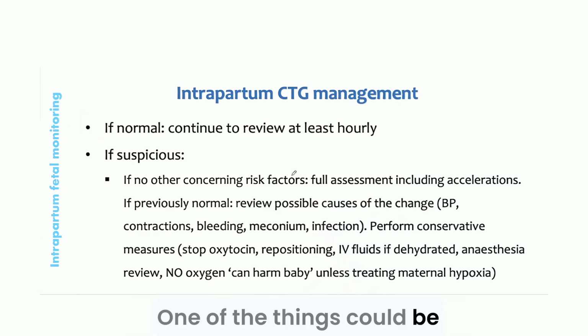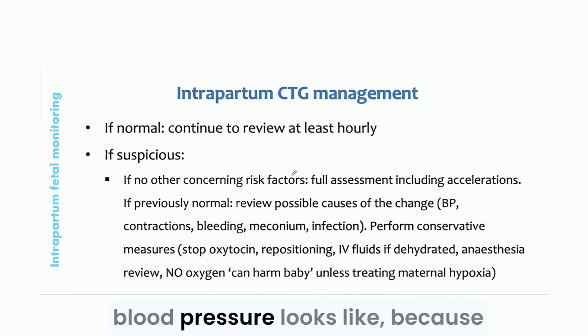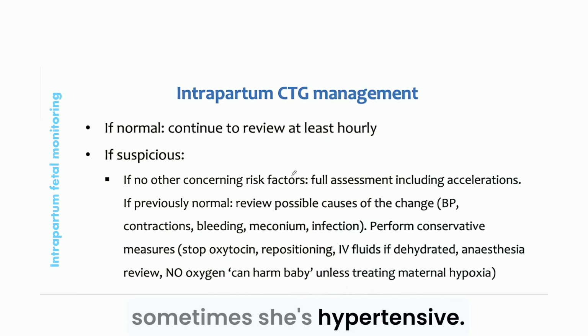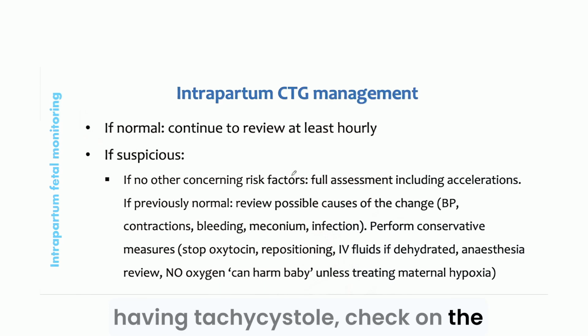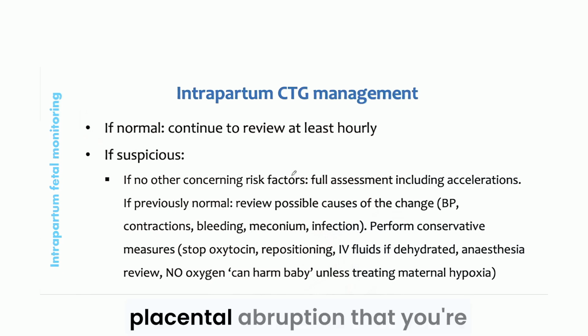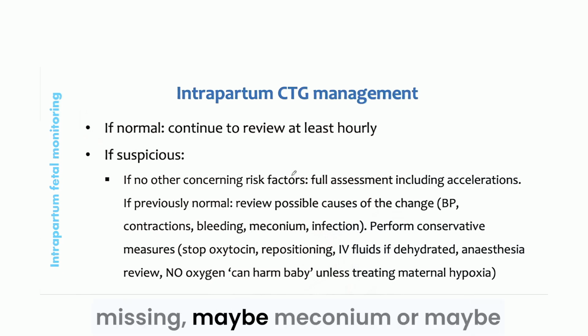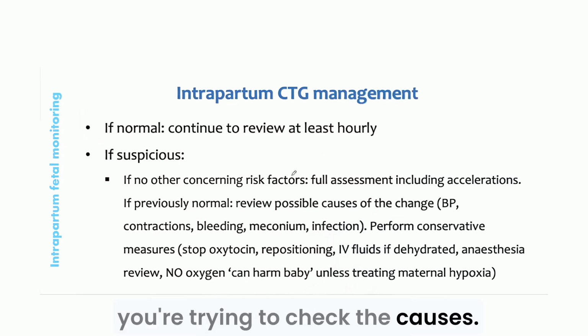One of the things could be the blood pressure changes. So you always check on how her blood pressure looks like, because sometimes she's hypotensive. Check on the contractions. Maybe she's over-contracting, she's having tachysystole. Check on the bleeding. Maybe she starts bleeding and there is some placental abruption that you're missing. Maybe meconium, or maybe any signs of infection. So in this situation, when we have a suspicious CTG, you're trying to check the causes.